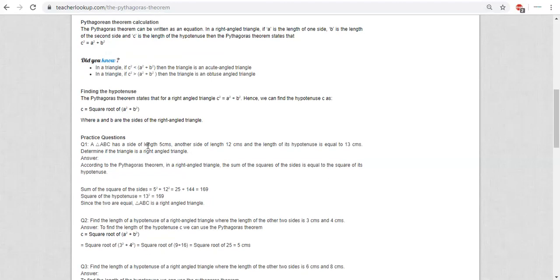Finding the hypotenuse. The Pythagoras theorem states that for a right-angled triangle, C squared equals A squared plus B squared. Hence, we can find the hypotenuse C as the square root of A squared plus B squared, where A and B are the sides of the right-angled triangle.